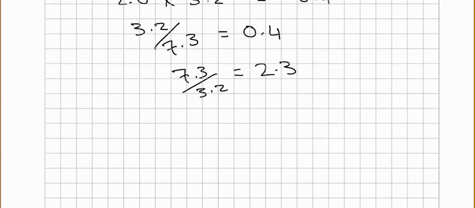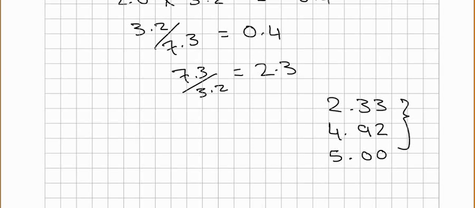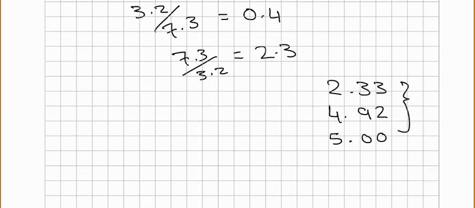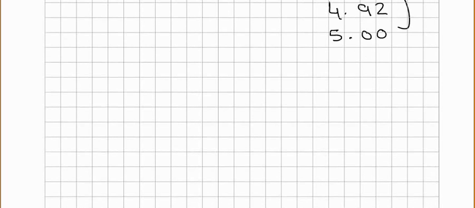you wrote the first value as 2.33, a second value 4.92, the third value, even if it's a whole number like 5, you should write it like this, so that your values on the table are consistent. Then these values are used to plot the graph.